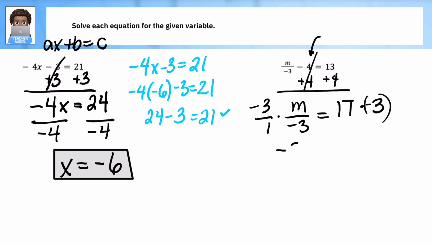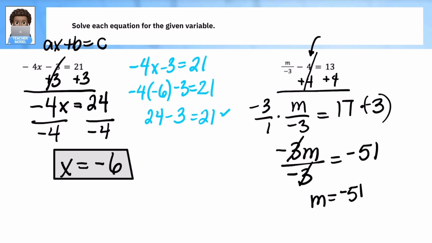Okay, so on this side we have -3m divided by -3. And on the other end we have 17 times -3, which is -51. All right, so -3 divided by -3 just gives us m is equal to -51.